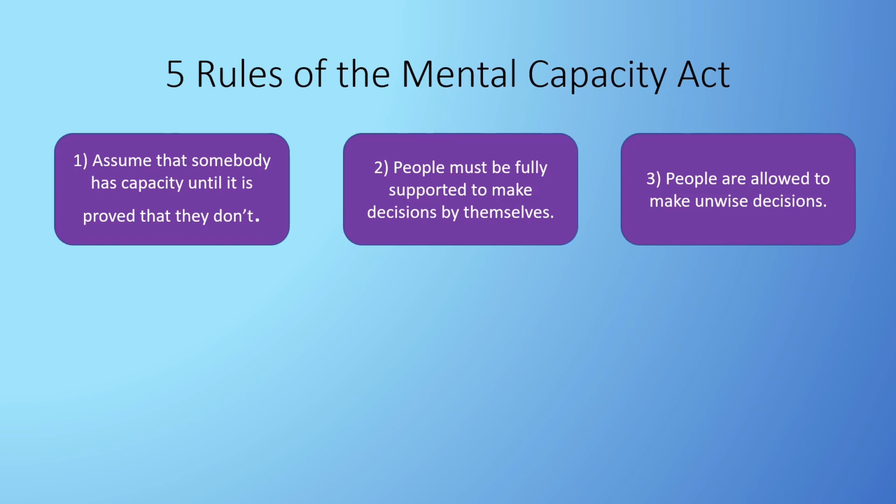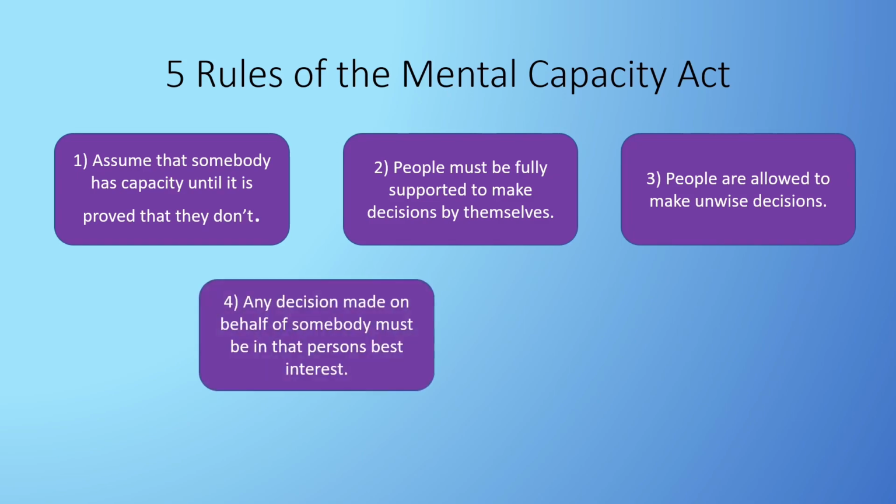An example of an unwise decision could be if somebody decides to drink alcohol to excess despite implications for their health. Another example would be if somebody decides to spend a lot of money on a new computer, even if that means they may not have enough money for food. As long as that person understands the consequences of their decision, they must still be allowed to make it.